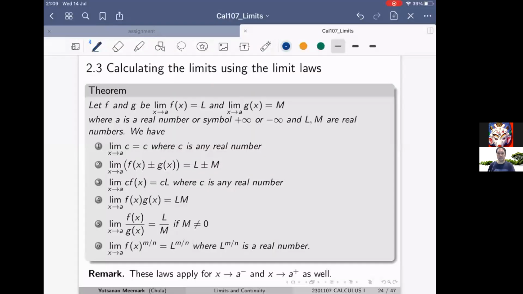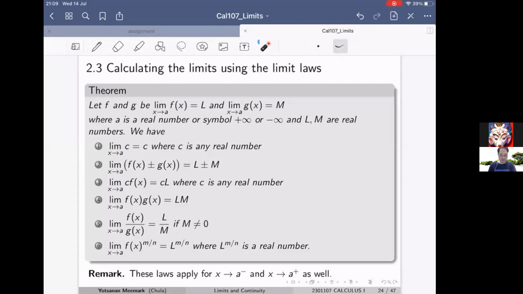Hello everybody, this is the third video clip for the first chapter, which is about the limit, okay? So for this video clip, we are going to calculate the limits using the limit law, okay? So let's see what the law looks like.